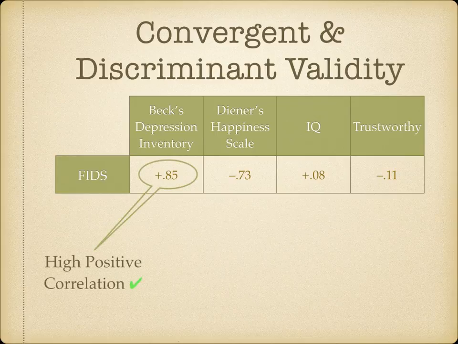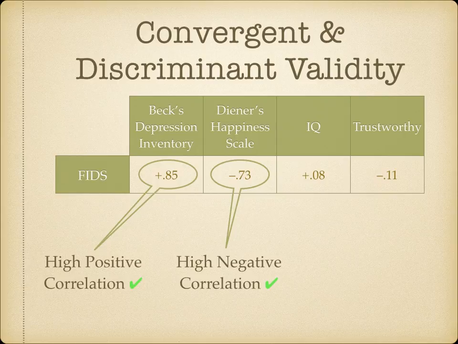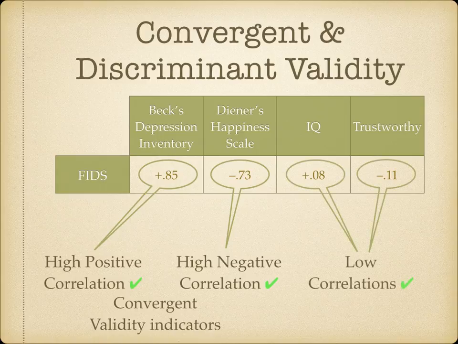0.85 positive is a high positive correlation, and that's good for evidence of convergent validity. Similarly, Diener's Happiness Scale is a high negative correlation, and that also is consistent with convergent validity. That is, we have two convergent validity indicators that are what we would want them to be if our FIDS scale is also a good scale. And we see IQ, and we see trustworthiness, and we see both of those are low correlations. That is also good. These low correlations are what we would expect to see if we have good discriminant validity.